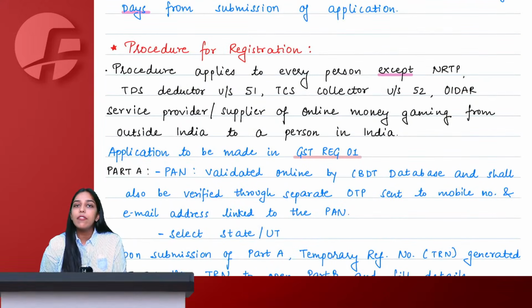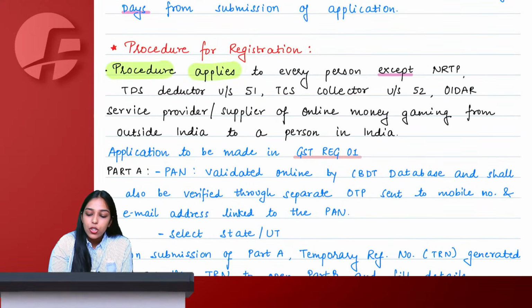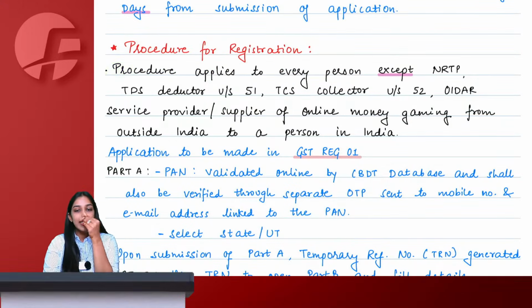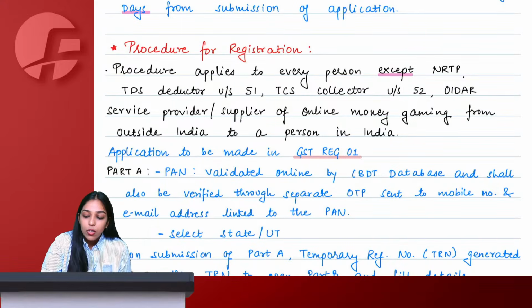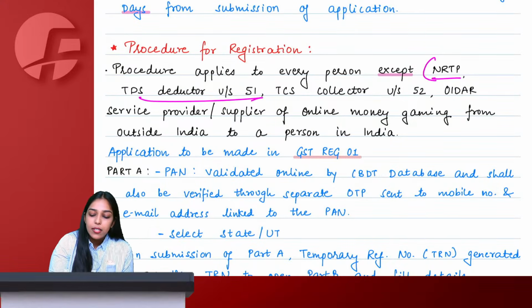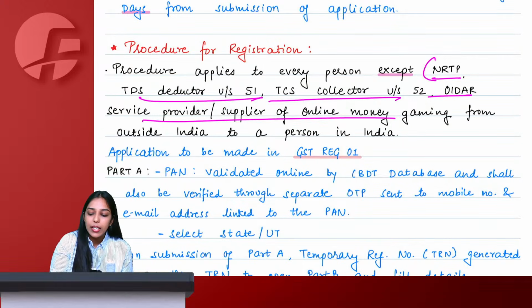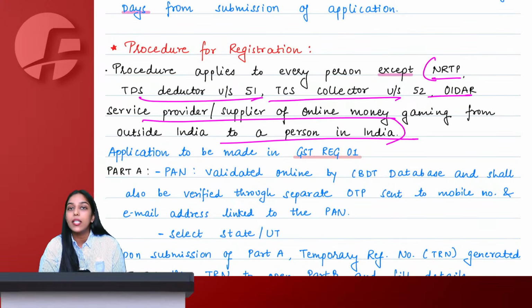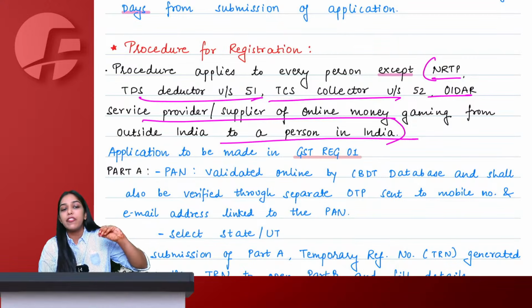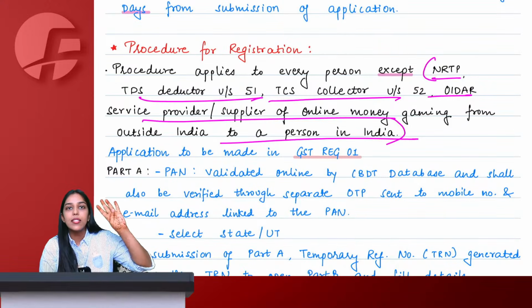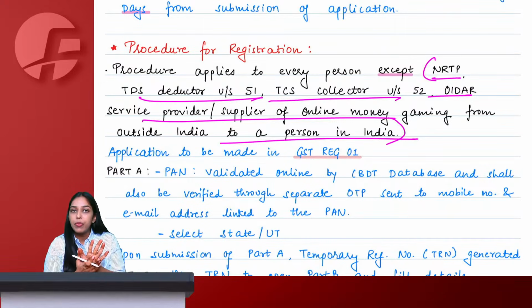Come on, with me everyone. Procedure applies to every person except. So whatever procedure we are going to study in the next 10 or 15 minutes applies to everyone except non-resident taxable person, TDS deductor, TCS collector, OIDAR and online money gaming from outside India to India. Except for these 5 people. Who are these 5 people? NRTP, TDS, TCS, OIDAR, online money gaming from outside India to India. Except for these 5 people, this procedure applies to everyone.